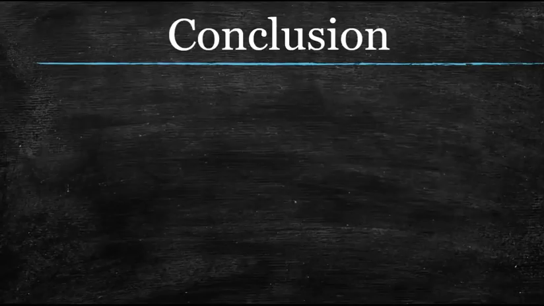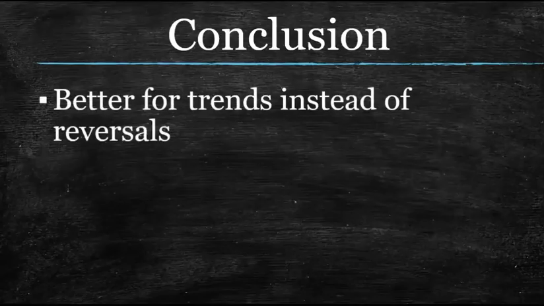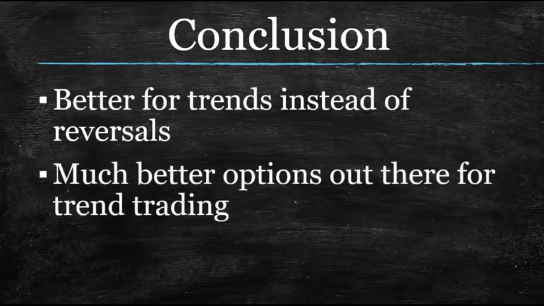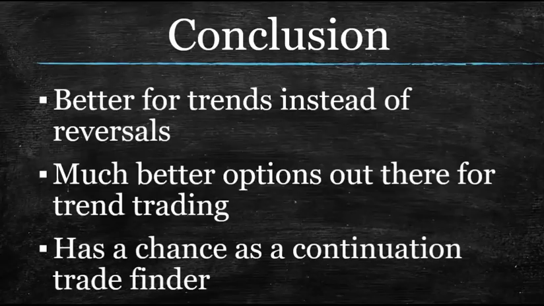So in conclusion, I think the Parabolic SAR is actually better for trends than it is reversals, even though it was built for reversals because it's even in the name. But that being said, there's a lot better options out there if you're going to be a trend trader like us. I don't think Parabolic SAR is the direction you need to go. I think if you're going to do anything, it might actually have a chance as strictly a vehicle for finding those continuation trades.